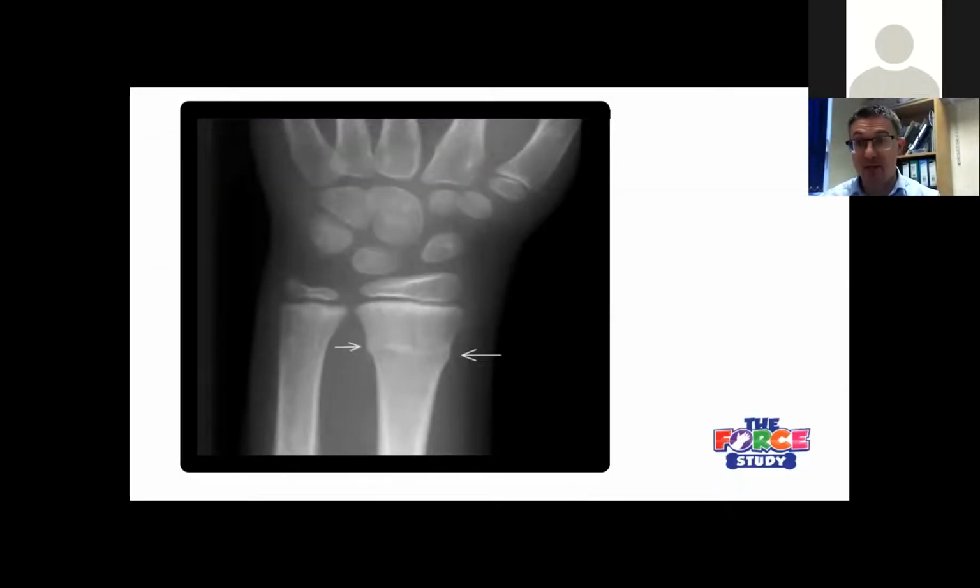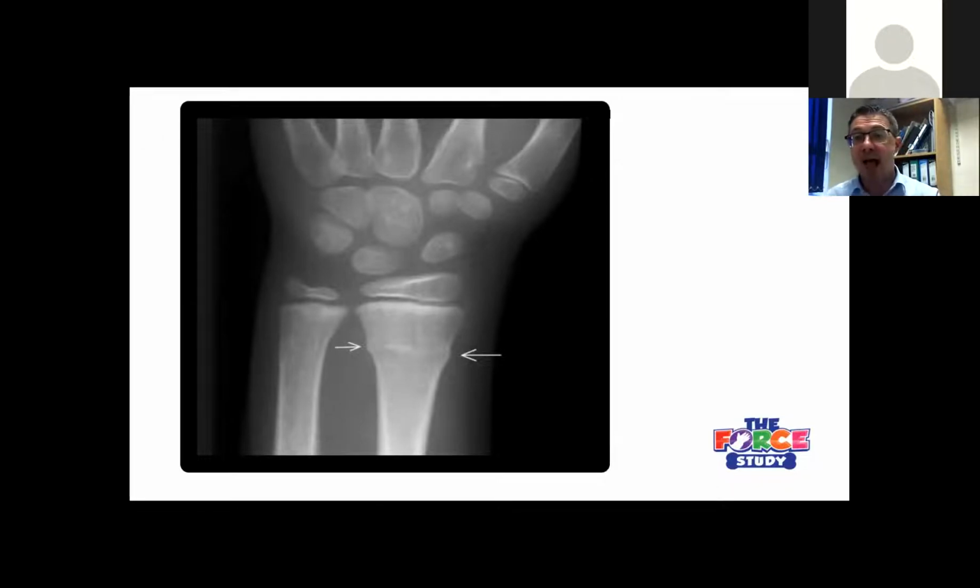Fourth study, which is being submitted to a journal at the moment. This was looking at buckle fractures in children. The X-ray there, for those of you who don't work in emergency care, is what's called a buckle fracture. It's more of a bulge than a break. And there's good evidence now that we don't really need to treat these with anything. And that's what the fourth study did.